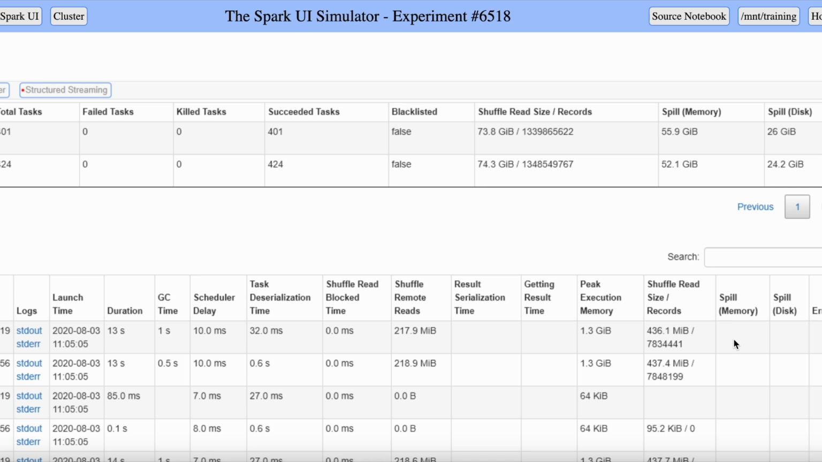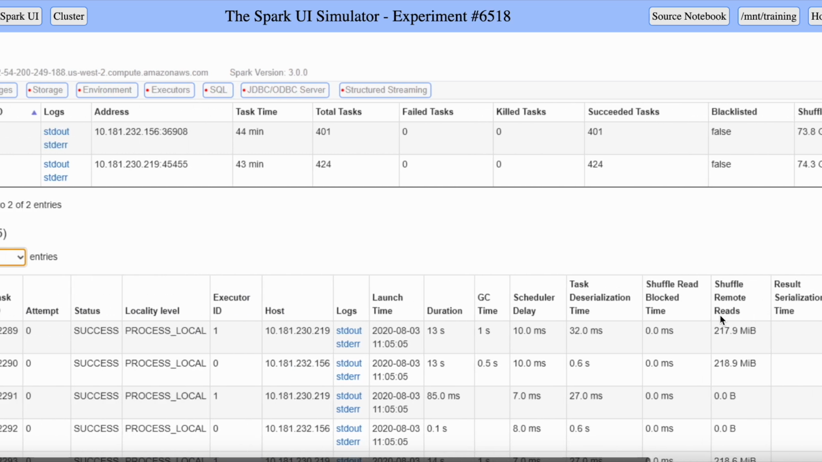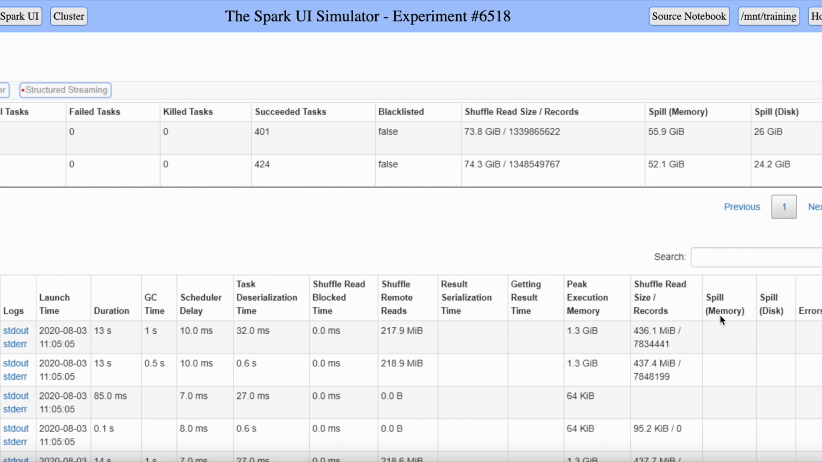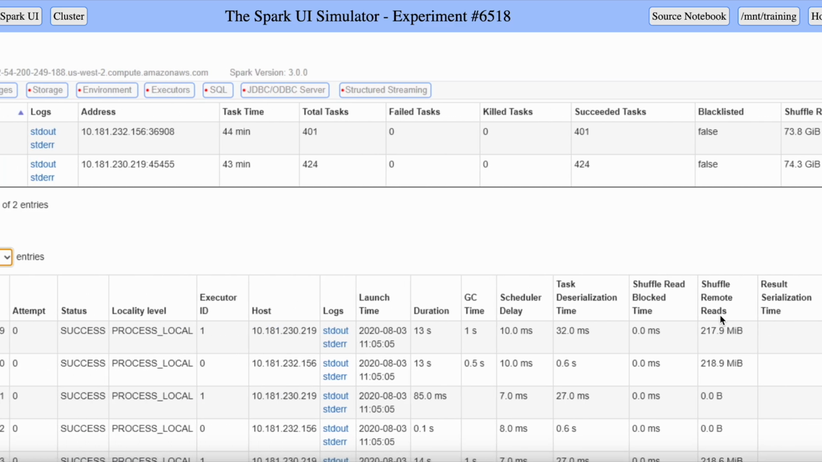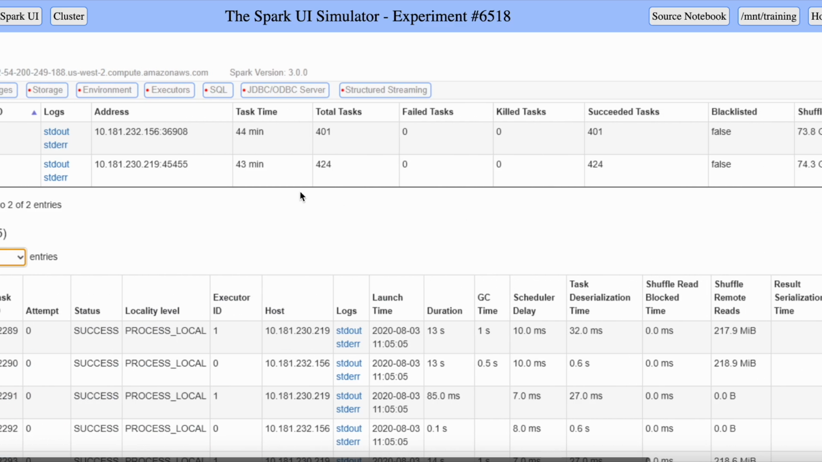And spill disk means how much data is actually written to disk, which in this case is close to 1 GB. This number will always be smaller, because this is the data written on the disk, and Spark writes compressed data on disk, while the other one is the actual data being spilled from memory to disk as part of the transformation. So if you see these two columns in your job execution UI, you can say there is a spill in the job.